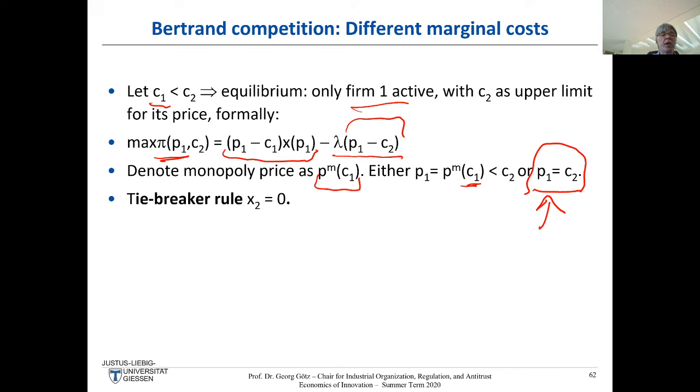We just assume here the following tiebreaker rule, namely that X2 is 0 if they charge the same price. What does it mean? If you have lower costs than your rival and you charge a price equal to the rival's cost, we just assume, and this is what is called a tiebreaker rule, that the rival then produces nothing. The rival is indifferent between any production quantity when making 0 profits, and we just want to save on notation here. Otherwise, we would also always have to write P1 is C2 minus some epsilon, but this is just tedious. That's what we are not doing here.